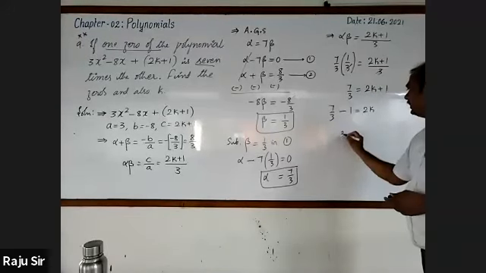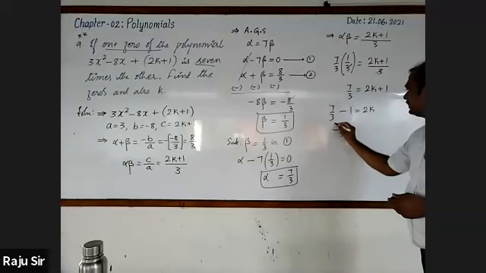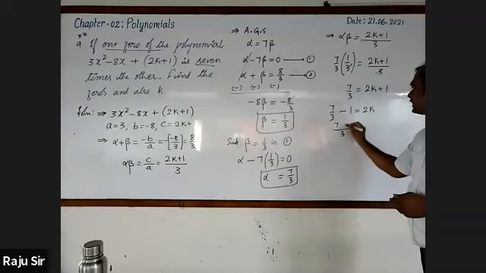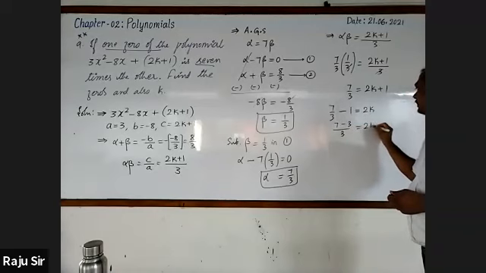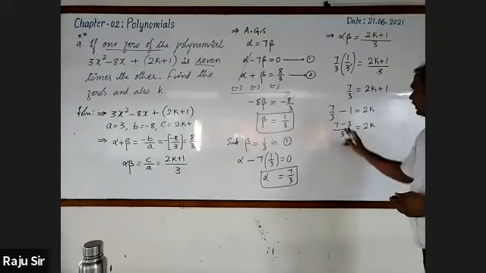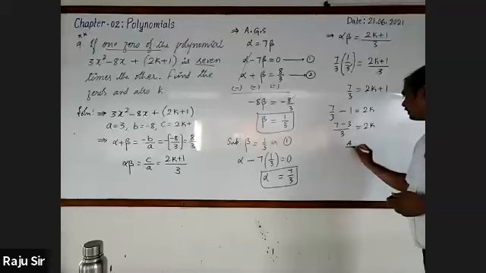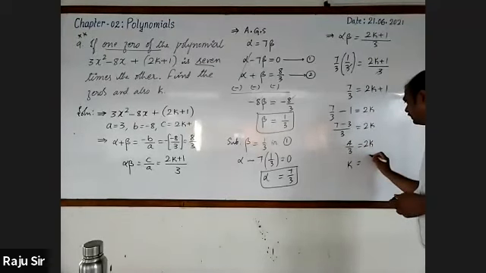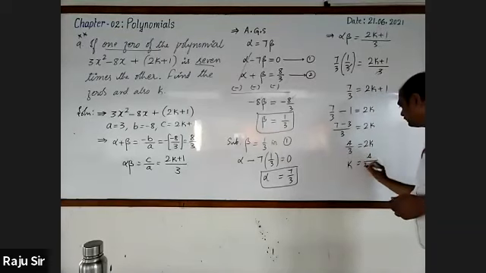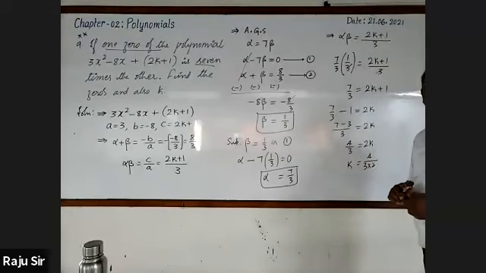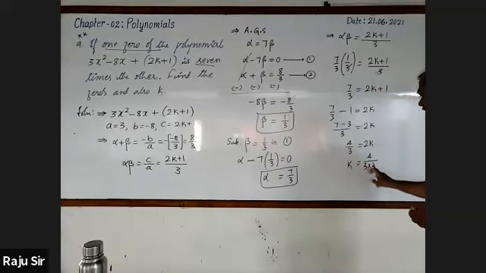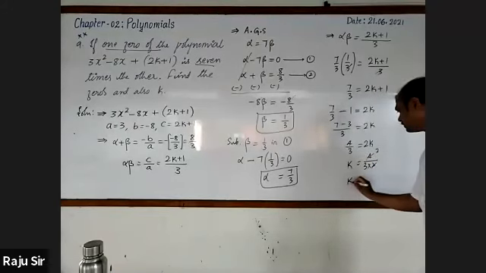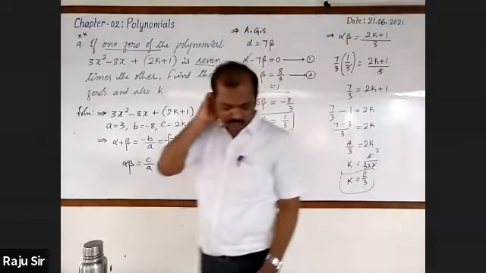Simplify this. LCM is 3. It is 7. Multiply LCM with the second term. It is minus 3 is equal to 2k. 7 minus 3 is 4. 4 by 3 equal to 2k. K is equal to 4 by 3 into 2. On transposing 2 to the denominator, it becomes like this. So 2 ones are, 2 twos are. So K is equal to 2 by 3. This is the value of K.